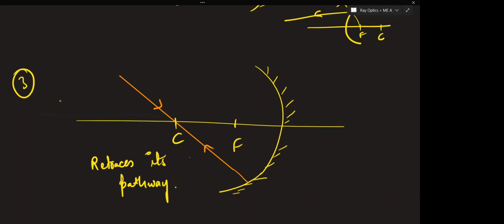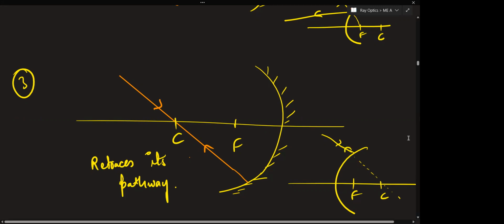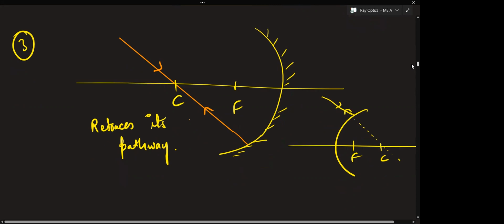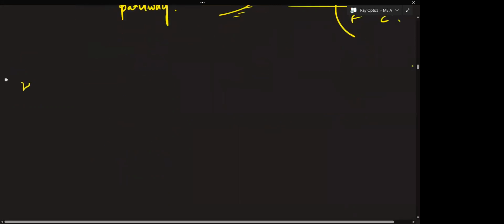Last point. For the ray incident at any angle at the pole, the reflected ray follows the simple laws of reflection. This is valid for convex also. This is focus, this is center of curvature, light ray is coming. Light rays will come till here only. This is the extension. Remember we did on Monday's class, virtual image and virtual object. This is what dotted lines are showing. So this will also retrace its path. Last point is if it strikes on the pole. This is the fourth point.